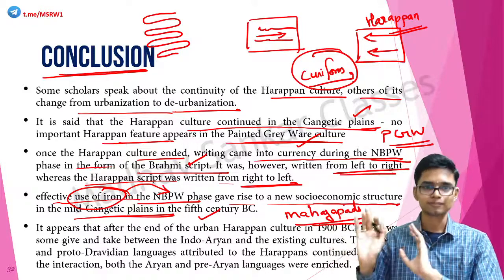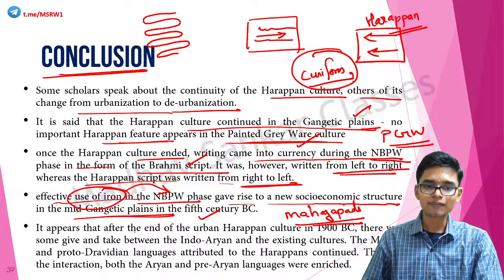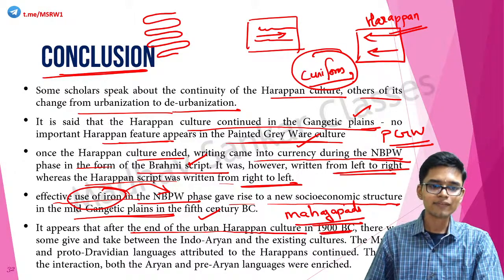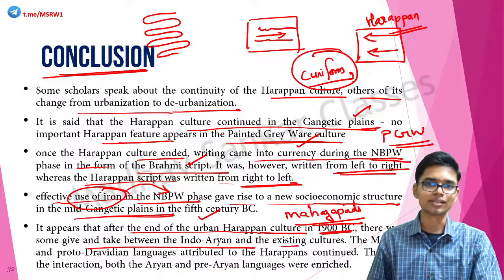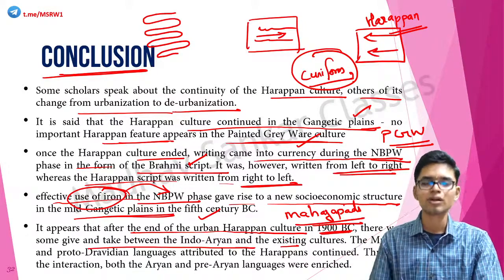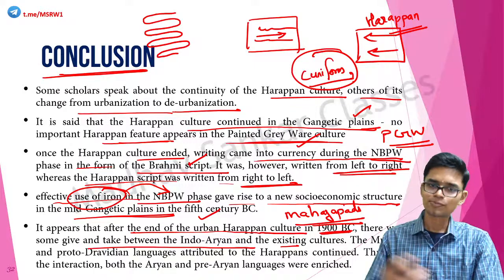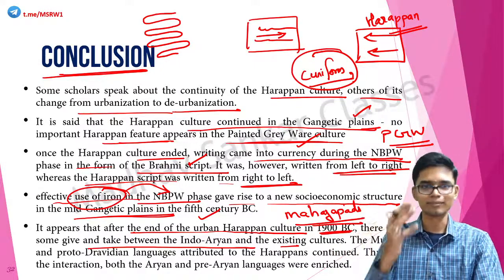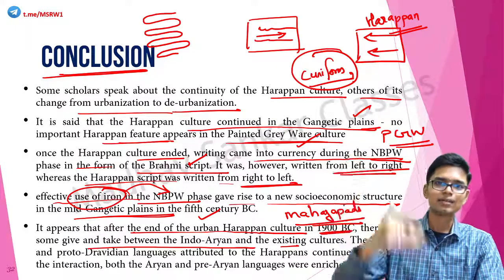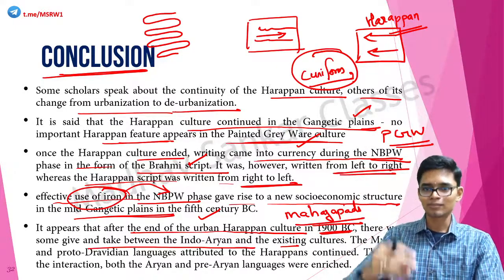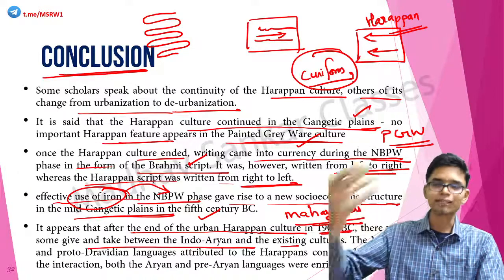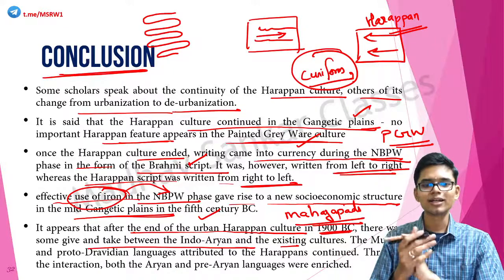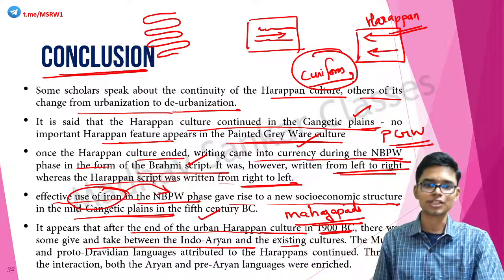Effective use of iron. It appears that after the end of urban Harappan culture in 1900 BC, there was some give and take between Indo-Aryans and the existing cultures. Okay, when these people, Indo-Aryans, came to this region, there was obviously some give and take. Just like the Islamic people coming to India in the medieval times, when Indo-Aryans came in earlier periods, some traits of the Harappan society were taken by them, and some of their traits were taken by Harappans. So there was some kind of intermingling and evolution of a composite culture.